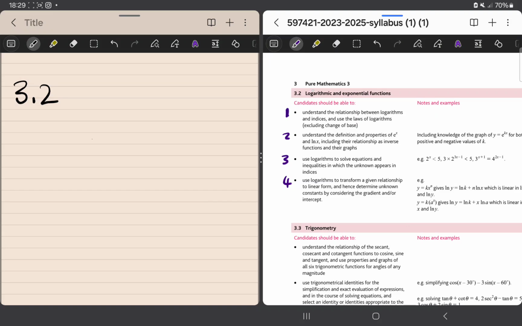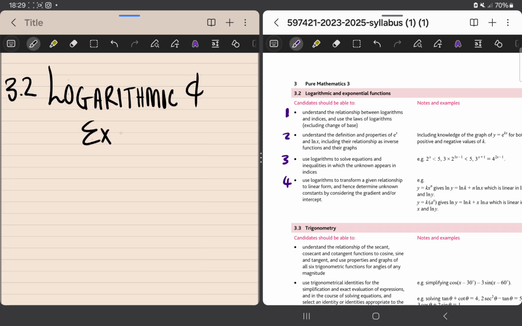We know there are 5 in the first one. There are 4 in the second one. So what is 3.2, by the way? This is paper 3, topic 2, okay? And what is it about? It's about logarithmic functions and exponential functions. So we're going to write logarithmic and exponential functions. That's the heading they've put for us. So we are only looking at these 2 types of functions, okay?